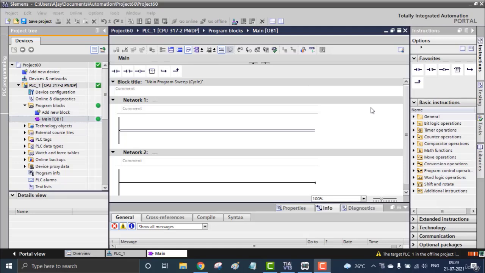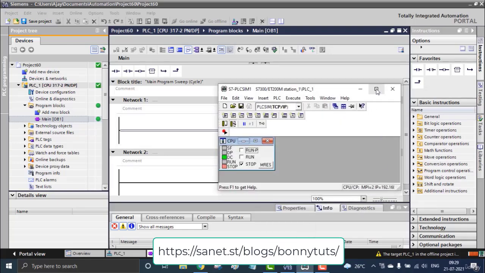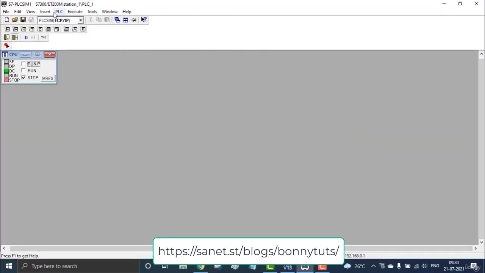And today we are going to learn about the memory organization in Siemens. For the memory organization, the memory bits combine to form memory bytes, and they combine to form the memory words, and they combine to form the memory double words. I'm going to show you how the memory can be organized in the Siemens.